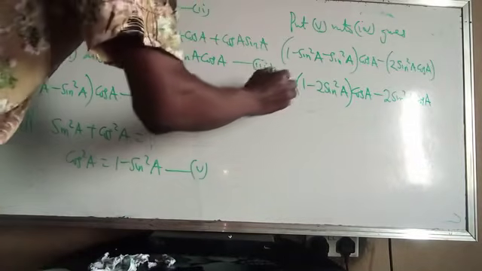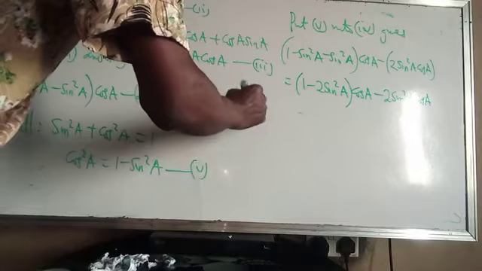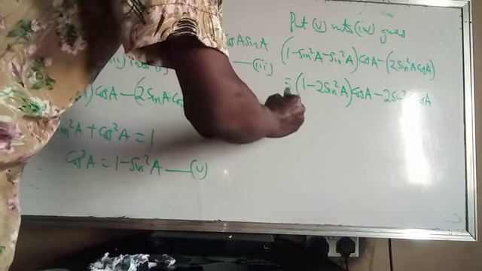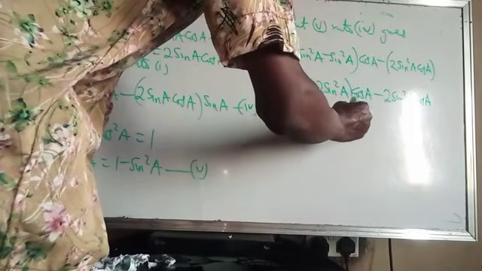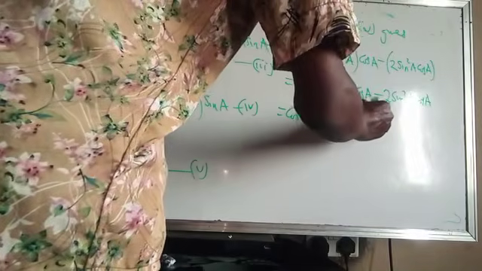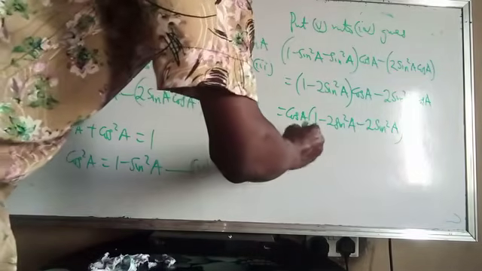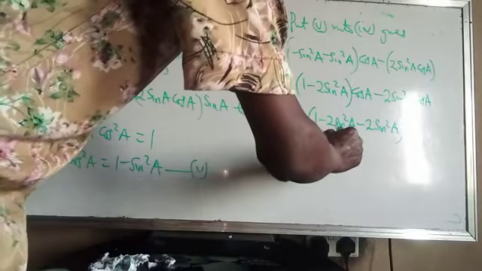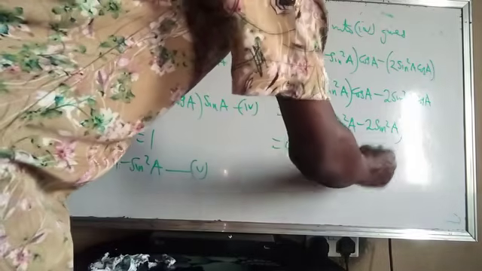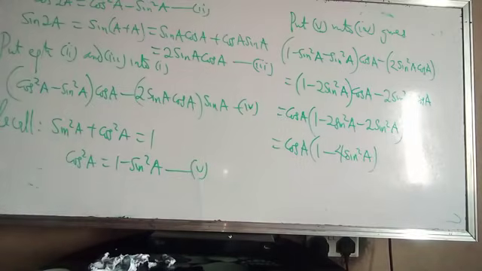So something is common there now. What is common? Cos a is common. So we have cos a into (1 minus 2 sine square a minus 2 sine square a). Fine. So that will give us cos a into (1 minus 4 sine square a). Beautiful. So now that's what you have gotten for that.